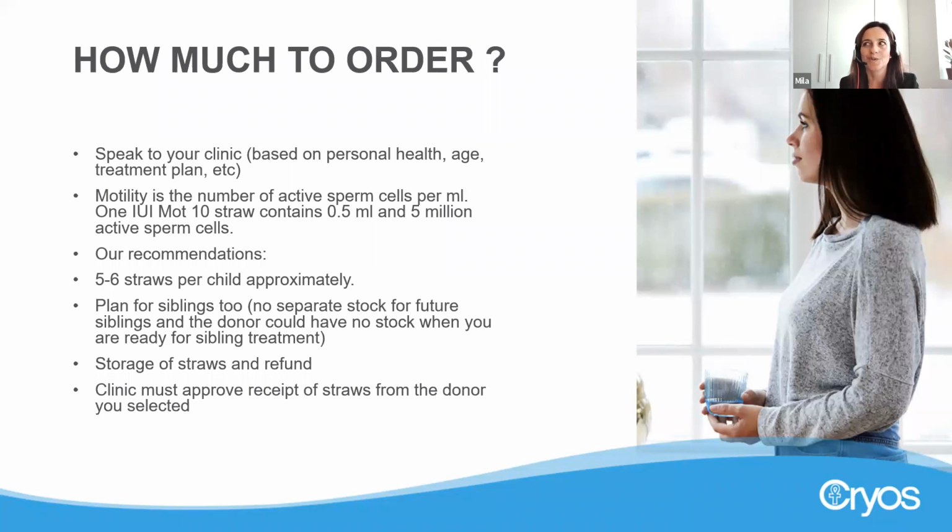When it comes to how much, a lot of times we get asked how many rounds of IVF, for example, will it take? We don't know, but on average, we can say you can plan for 5 or 6 straws per child. Maybe you don't need them all, maybe you need them all. It's very difficult to say. You can start with less, you can start with 3 and see how it goes. But once we ship the straws to a clinic, we cannot take them back.